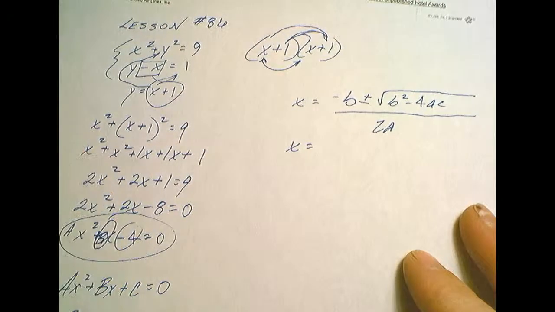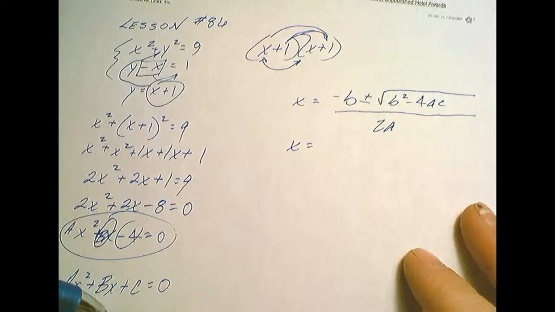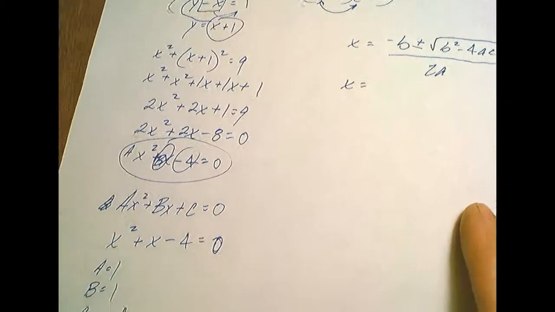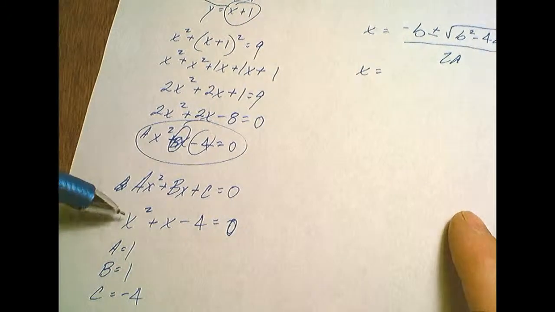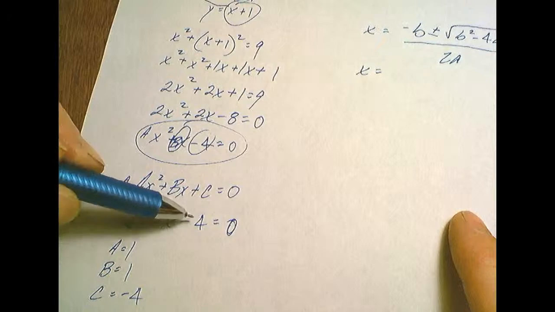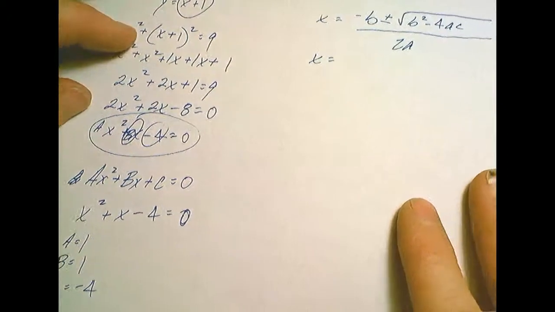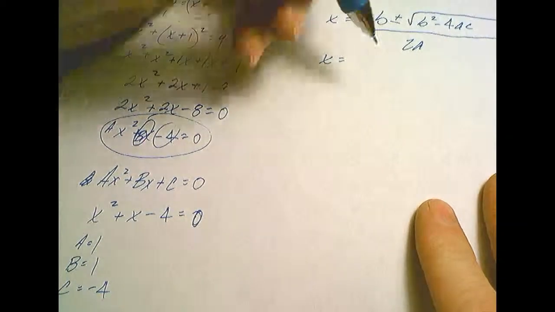Okay, so my a is 1, my b is also 1, and my c is -4. Always bring the sign with it. Let's put it up there. There's our x squared, our 1, and our -4. So a is 1, b is 1, c is -4. Let's plug those into our quadratic equation up here.